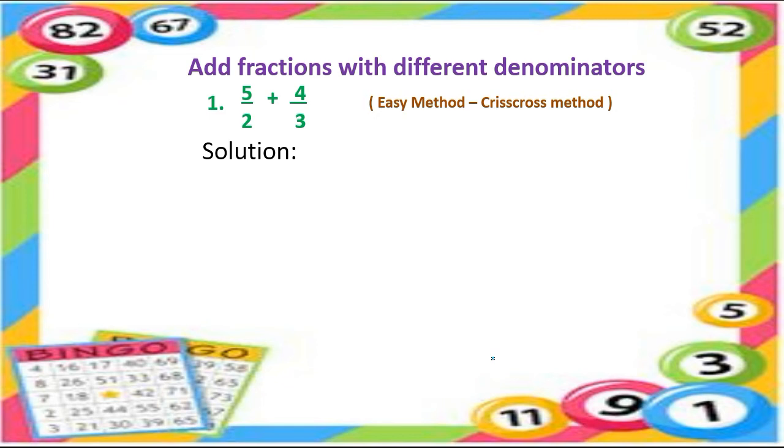In this method we have to follow some steps. Step number 1 is cross multiply the two fractions and add the results together to get the numerator of the answer. Means here we will cross multiply the two fractions like this, and then after multiplying them we have to add the numbers, so we'll get the numerator value.